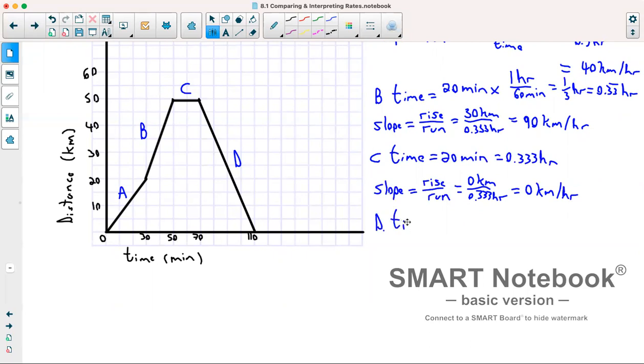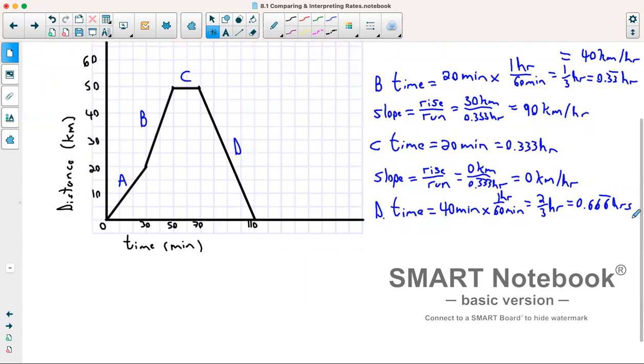Part D, our time is, we start at 70, ended at 110. So if we subtract those, that gives us 40 minutes. We want to multiply that by 1 hour over 60 minutes. That gives us 2/3 of an hour, or 0.666 repeating hours.